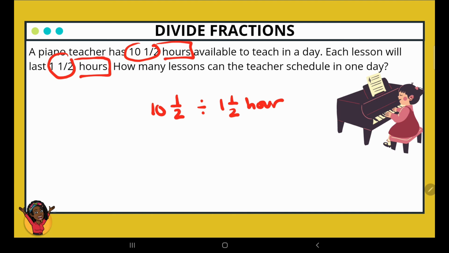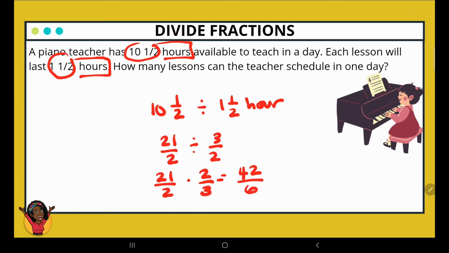Okay. So in this example, before we can even start dividing, we must convert our mixed numbers to improper fractions. 10 times 2 is 20 plus 1 is 21 over 2. 1 times 2 is 2 plus 1 is 3 over 2. And now we can apply our keep, change, flip. So 21 over 2 times 2 over 3 is equal to 42 over 6. 42 divided by 6 is equal to 7. So in a day, the teacher can have 7 sessions.